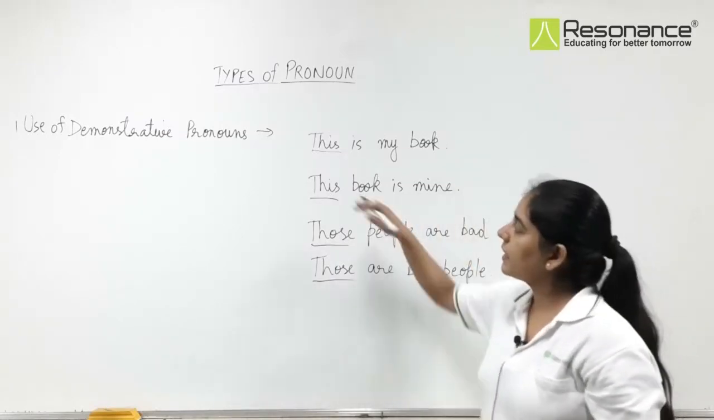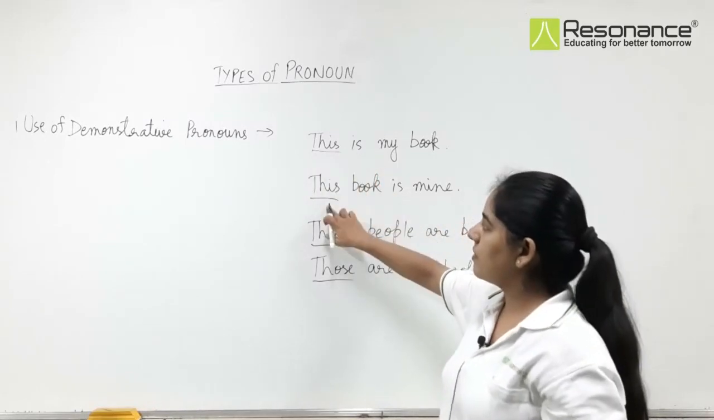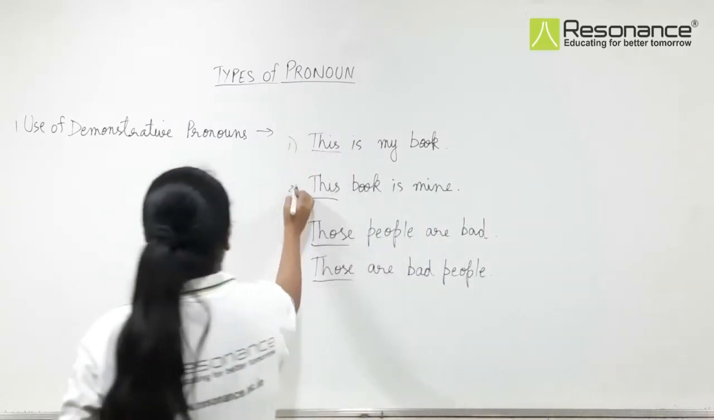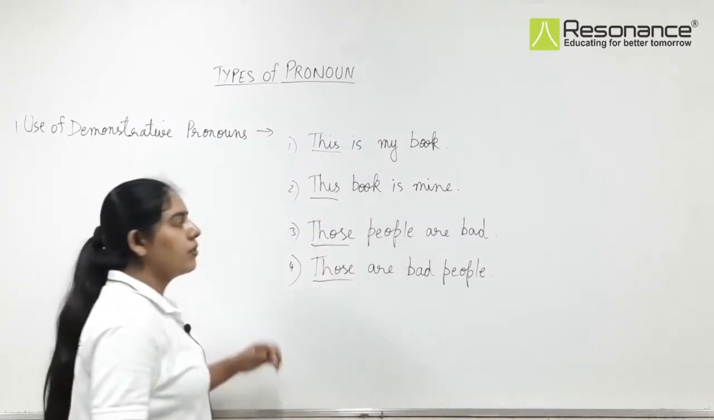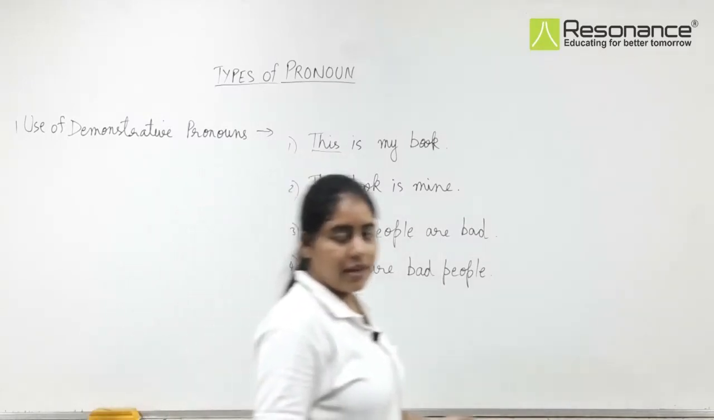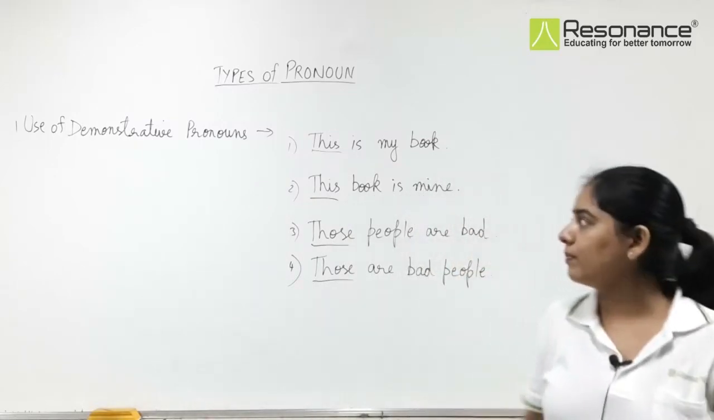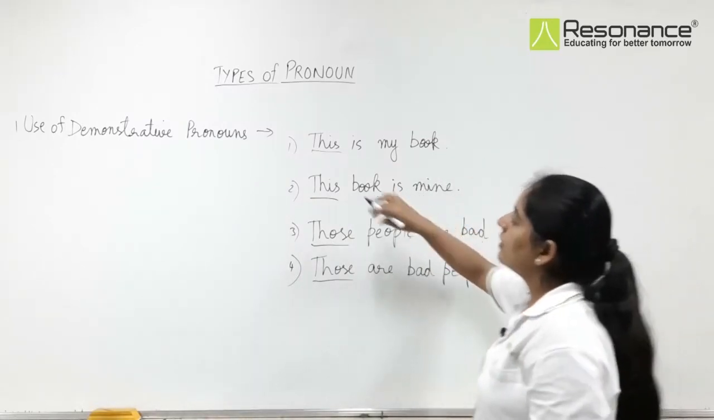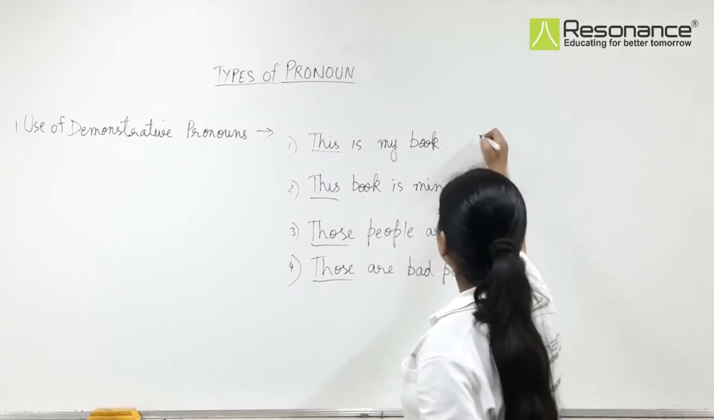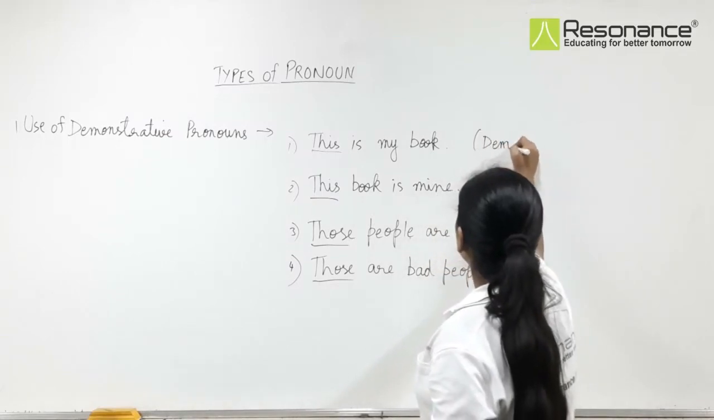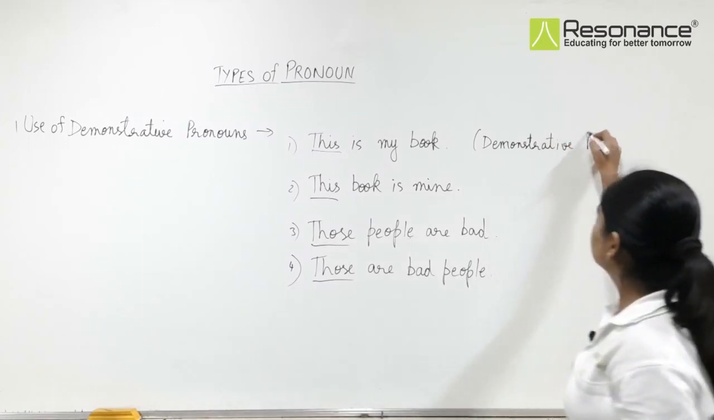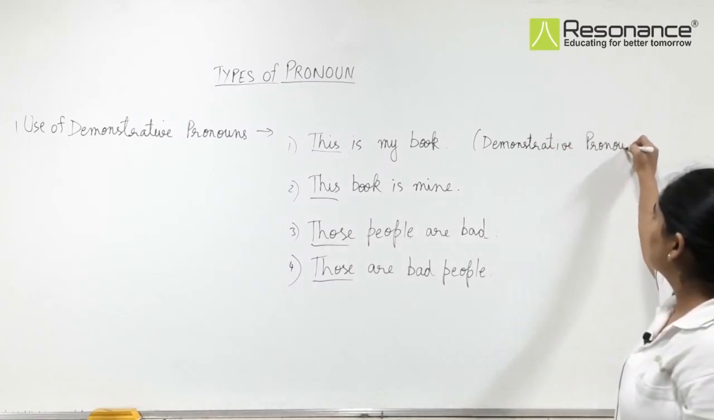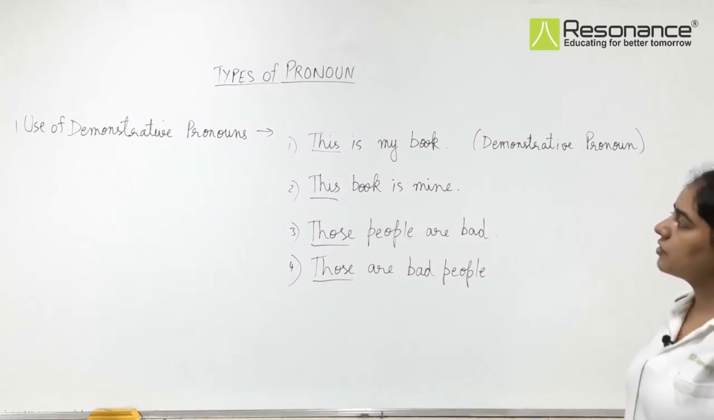क्या हम ये कहेंगे कि this जो use हुआ है दोनों sentences में, first में second में, इन दोनों में this जो है वो pronoun ही है? क्या हम कह सकते हैं ऐसा? No, we cannot say so. This is my book here, this is a demonstrative pronoun. Okay, here this is a demonstrative pronoun.